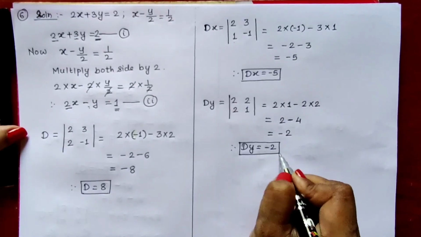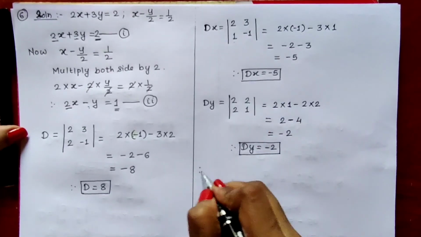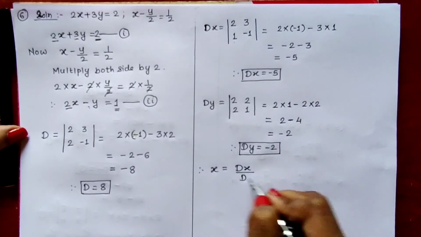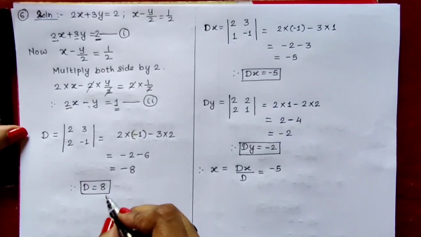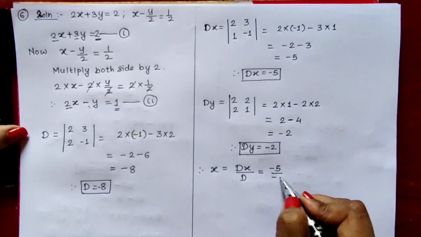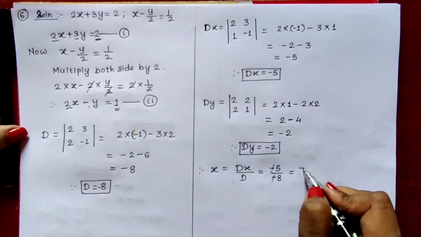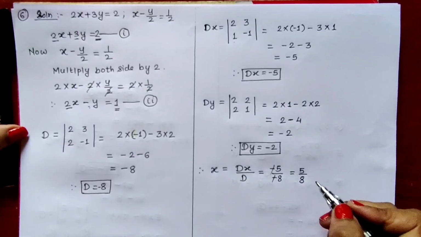Now we have got all three determinants D, Dx and Dy. We should get the values of x and y. x is equal to Dx upon D. Dx we have got minus 5. D we have got minus 8. Minus minus cancel. 8 and 5 cannot be cancelled. We have to write as it is, 5 upon 8. No cancellation, it cannot be reduced.